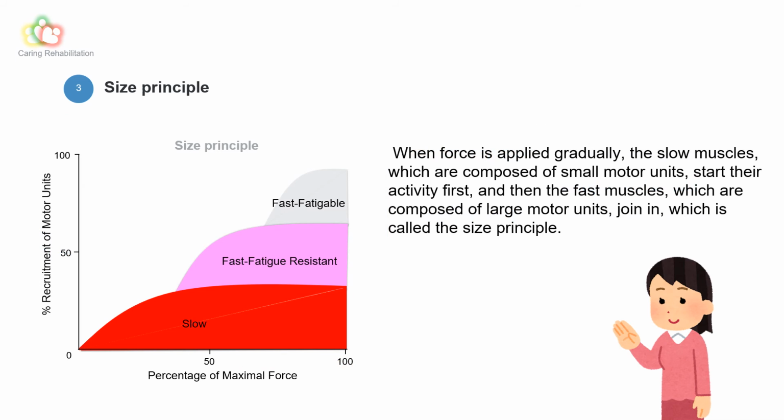Now, let me explain the size principle. When force is applied gradually, the slow-twitch muscles, which are composed of small motor units, start their activity first, and then the fast muscles, which are composed of large motor units, join in, which is called the size principle.